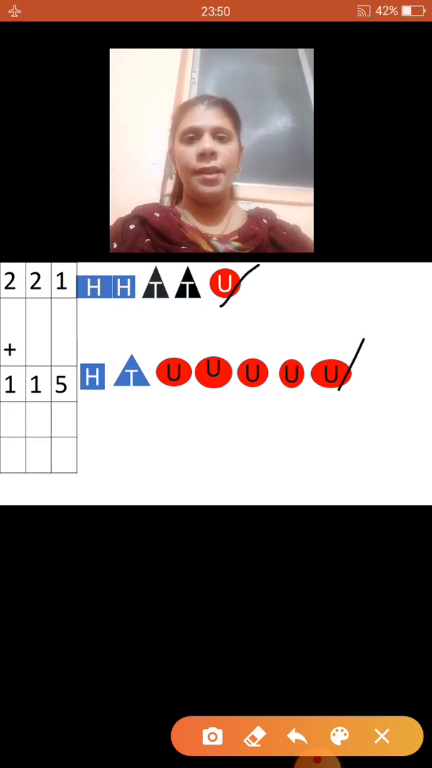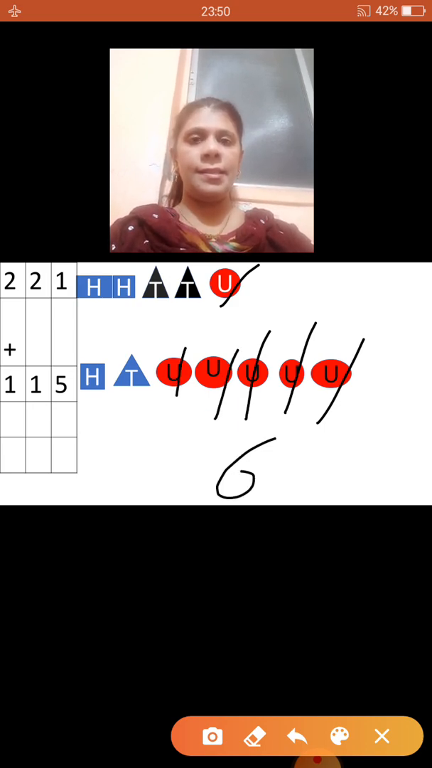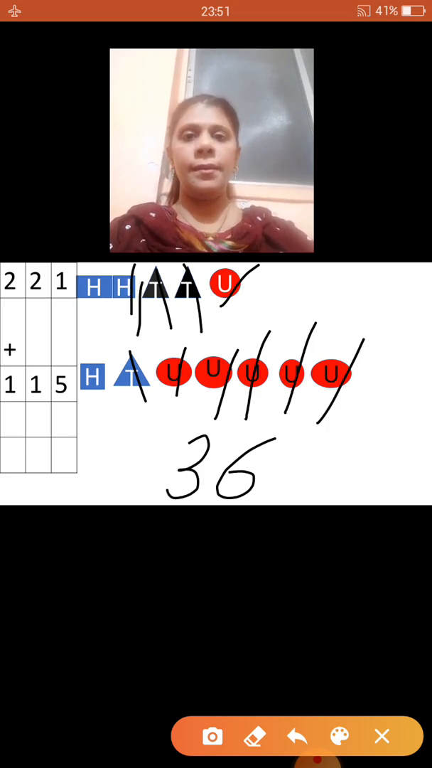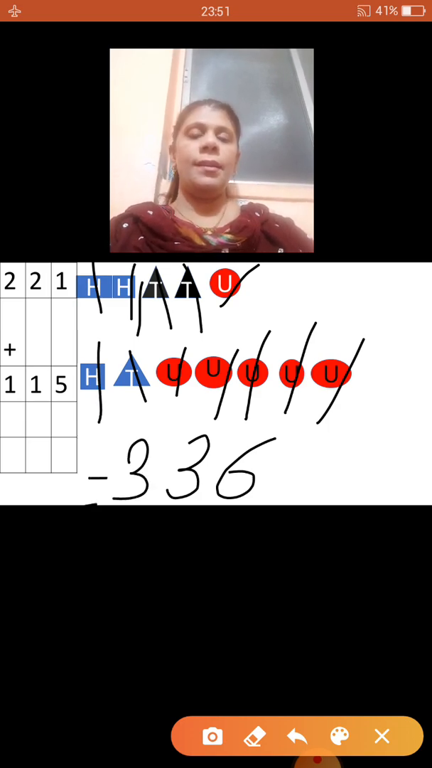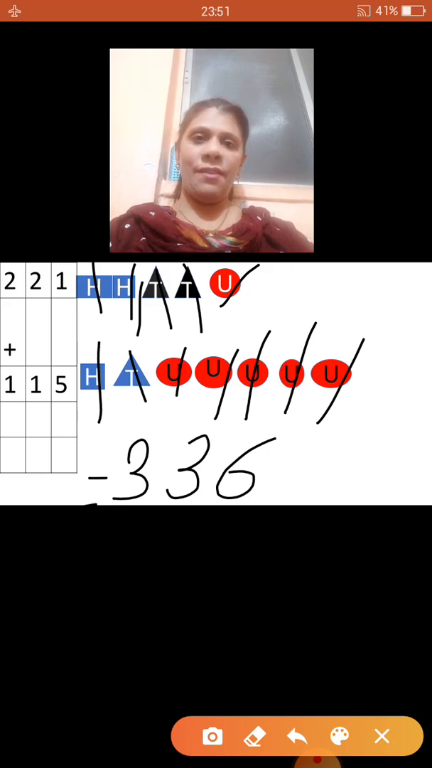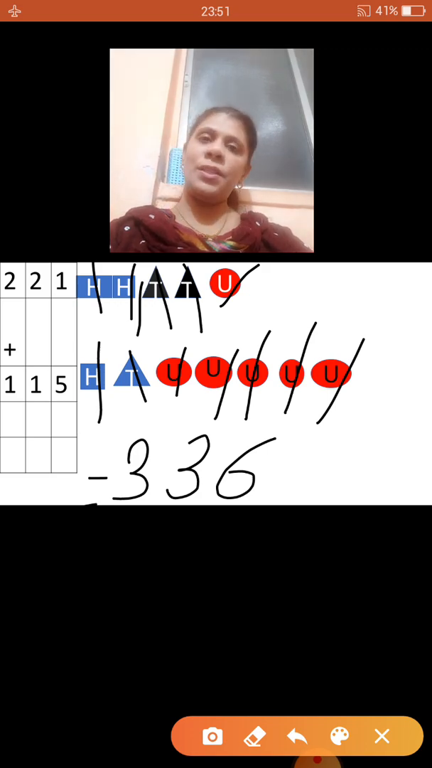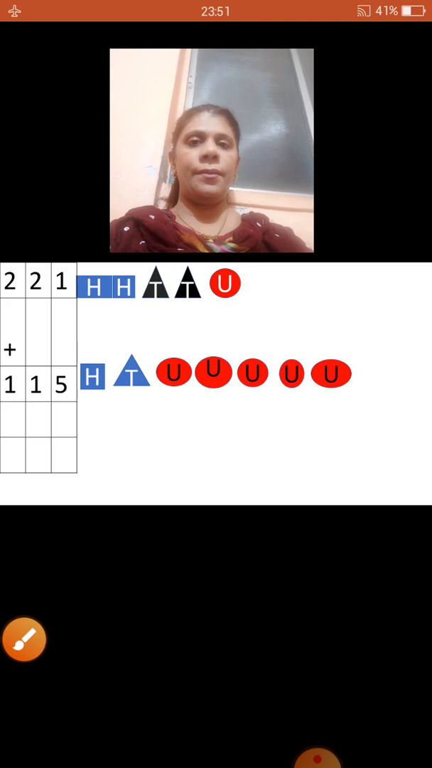Now we will add units to units. Okay. 1, 2, 3, 4, 5 and 6. Here is 6. Okay. Now how many tens? 1, 2, 3. So 3 tens. How many hundreds? 1, 2, 3. So 300. Now if we add 221 plus 115, we are going to get the same answer, 336. Okay, see, 1 plus 5 will be 6 and 2 plus 1 will be 3 and 2 plus 1 again will be 3. Okay.